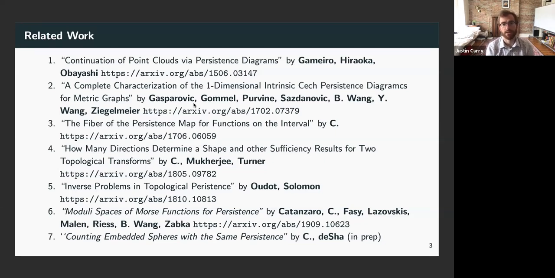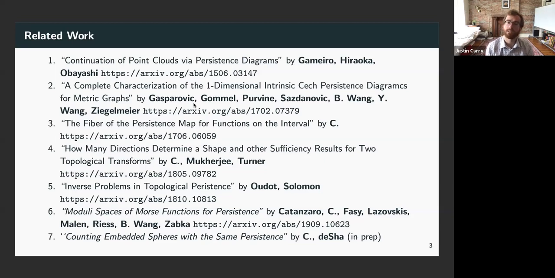As was already mentioned earlier today in Liz's talk, I have work with Cheyenne Mukherjee and Catherine Turner on to what extent, just by studying Euler characteristic in a certain number of directions, does that determine the shape? And then there are variations on this considered by Steve Oudot.